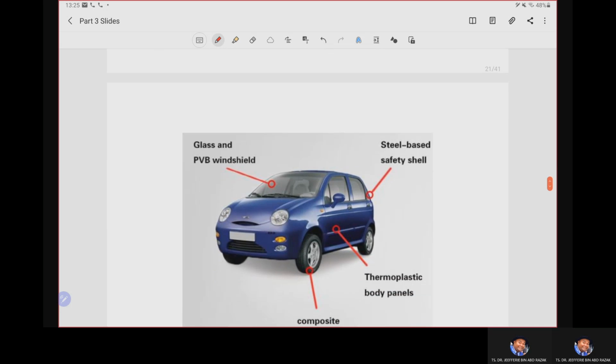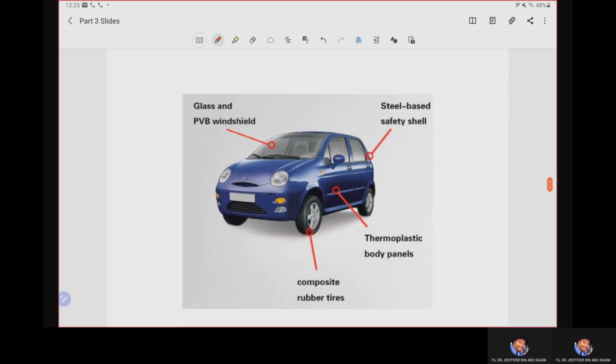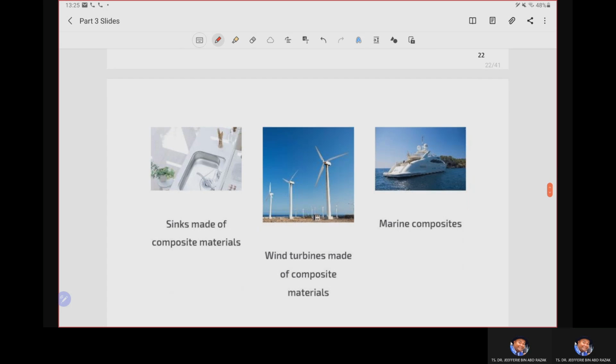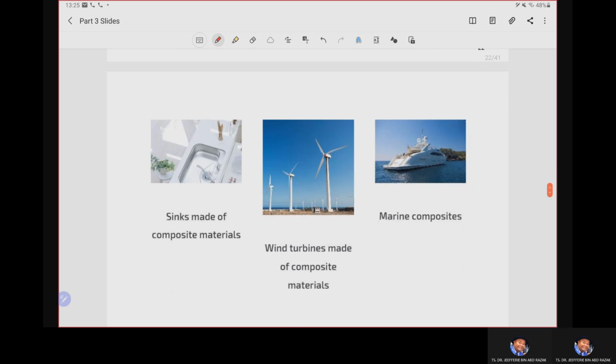Next, for automotive application, composite materials are used in thermoplastic-based body panels and composite rubber tires. The tires that we use for rolling safety are made from composite as well, the composite based on rubber material. The composite glass windshield, steel based safety shell, and many other parts are all made from composite material. For the following slides, I will just share pictures of all the applications using composite material.